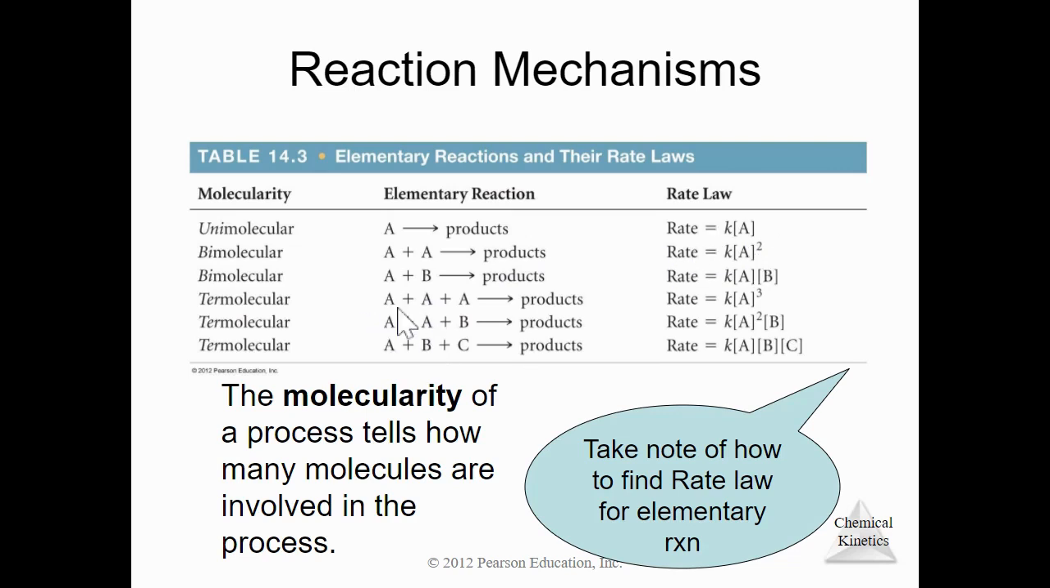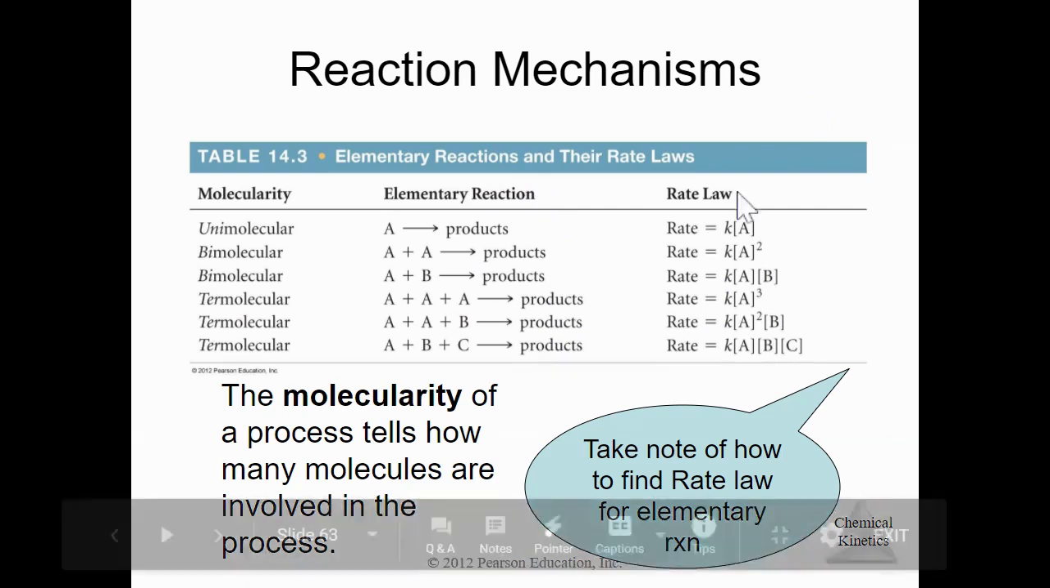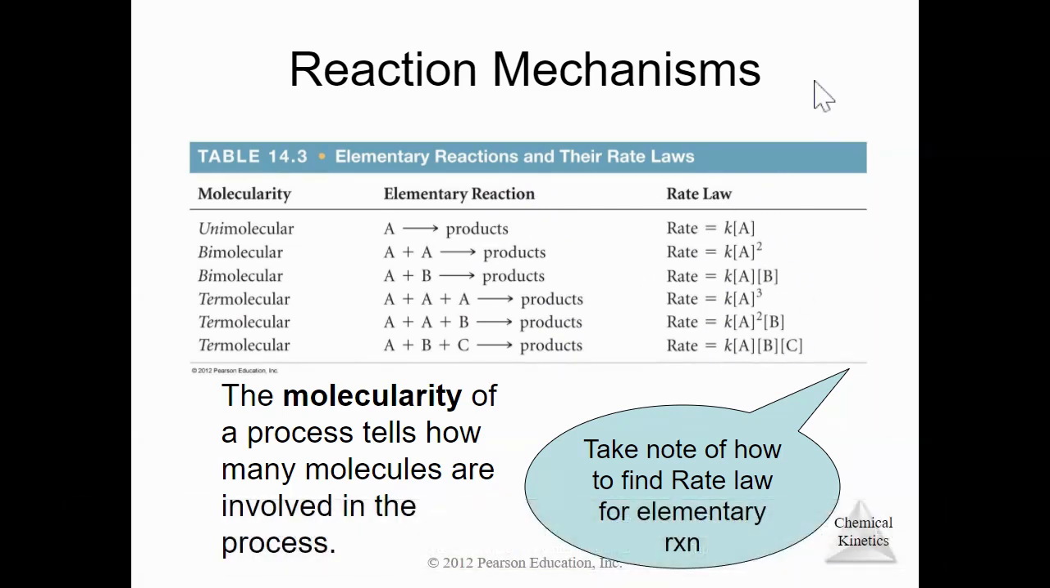Just like this guy, this would be 3A producing products. Since it's an elementary reaction, I would just say rate equals k[A] raised to the third. There's another example, 2A plus B making products, rate equals k[A]² times [B]. That is only true for elementary reactions. So make sure when you're working with mechanisms, you recognize that you can do that for those elementary steps, but not if you're working with an overall reaction.